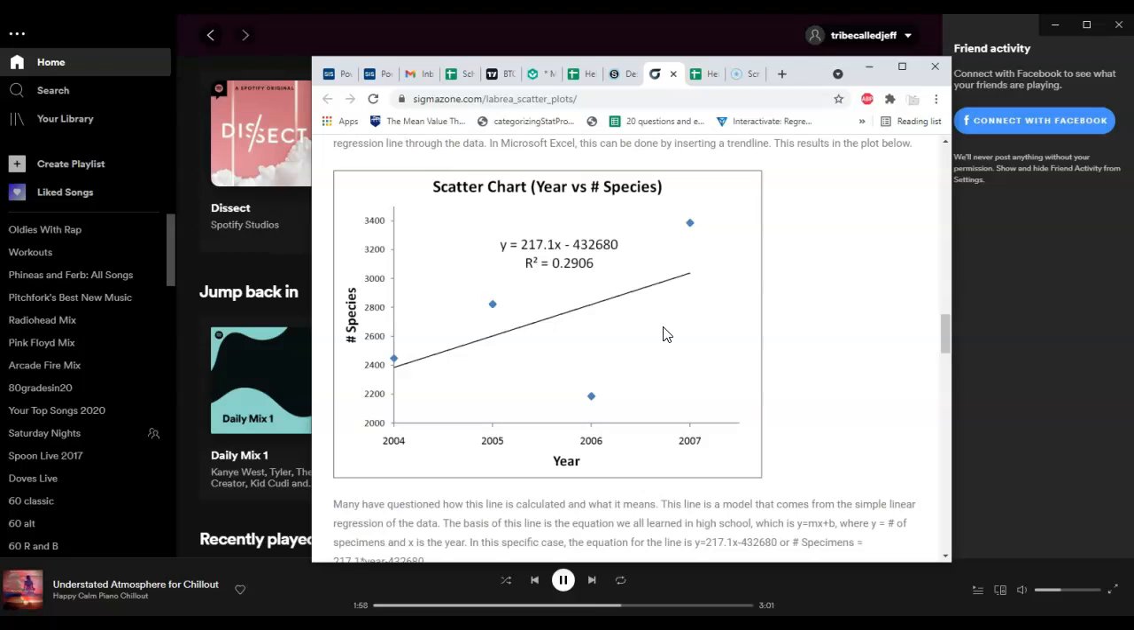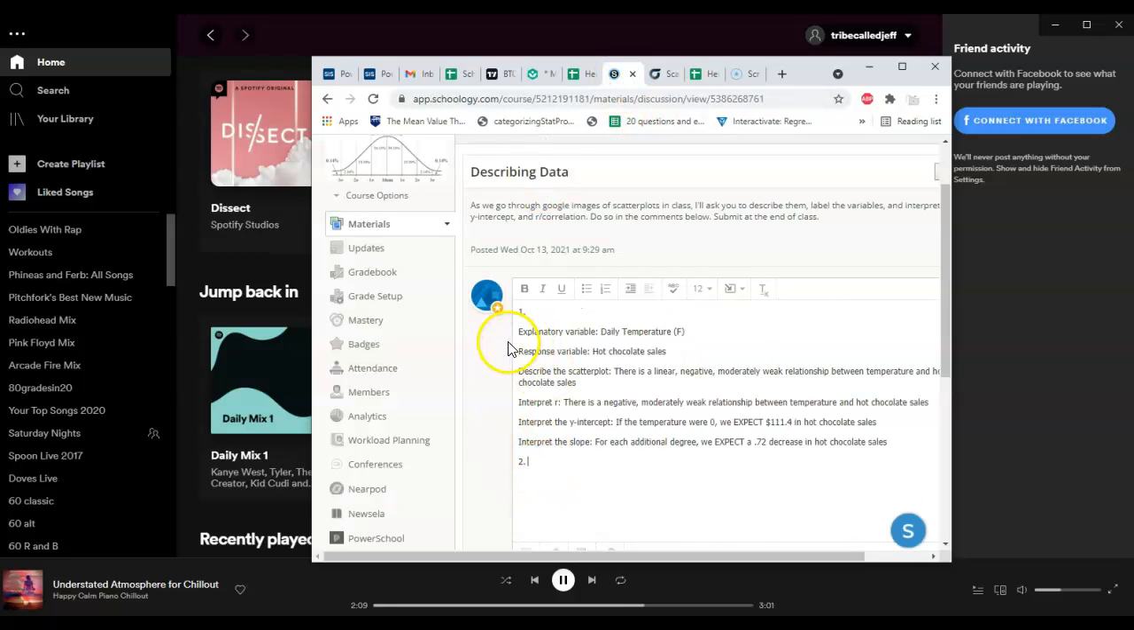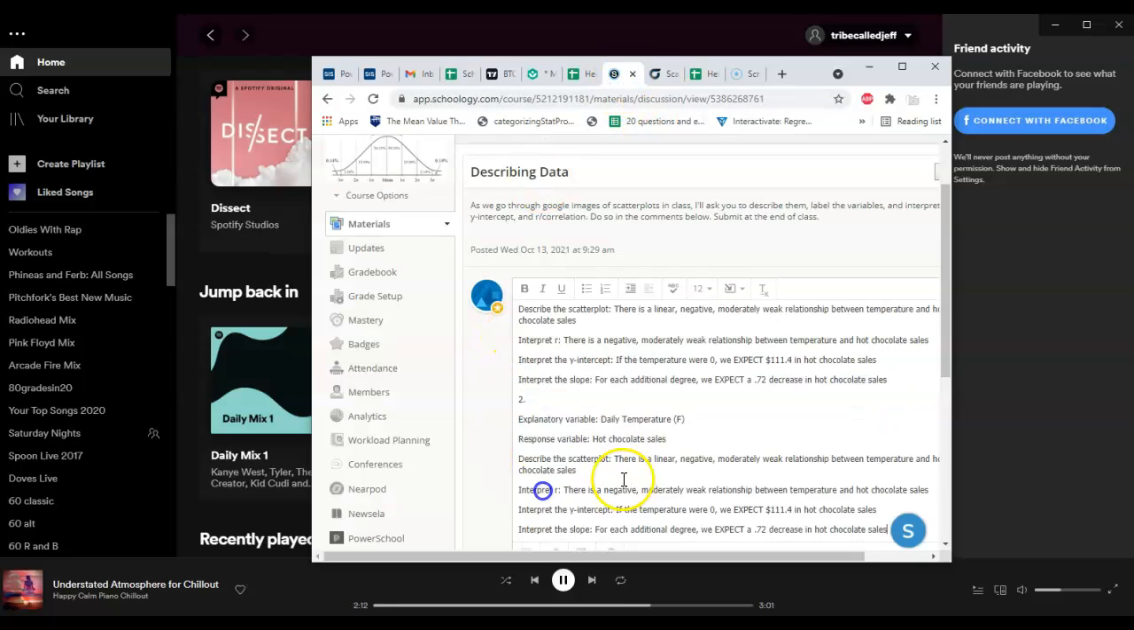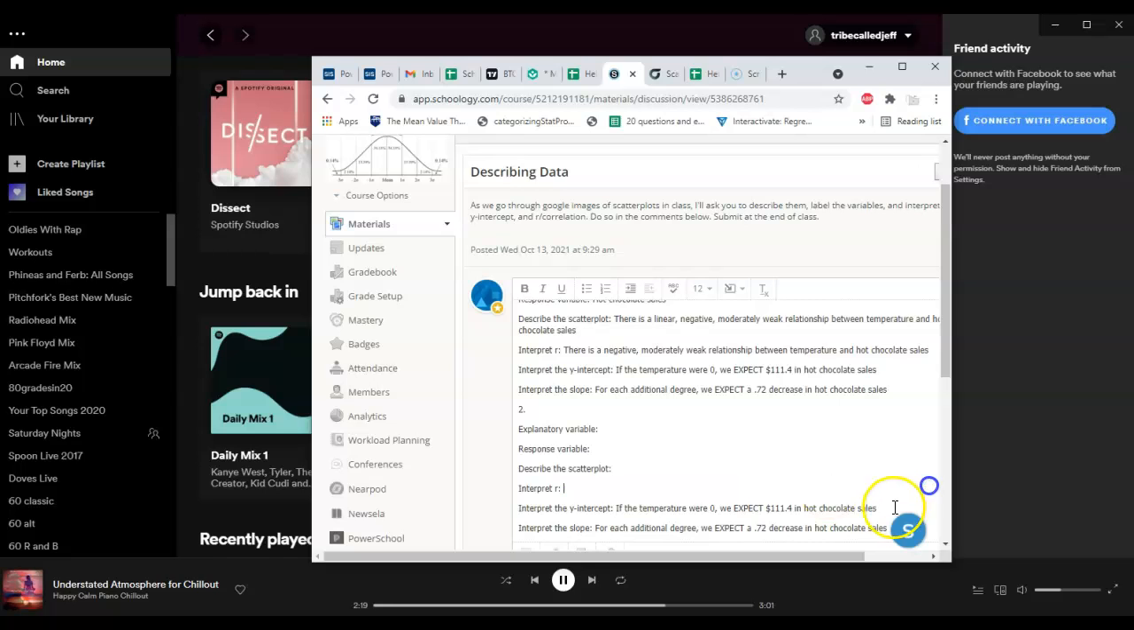So I want you to do the same 6 things that we just did in number 1 as number 2. Does that make sense what I'm asking? Just put number 2 there. You could cut and paste this if you want, and then just delete the answers to number 1. And then we're probably gonna do one more after this, so don't submit yet.